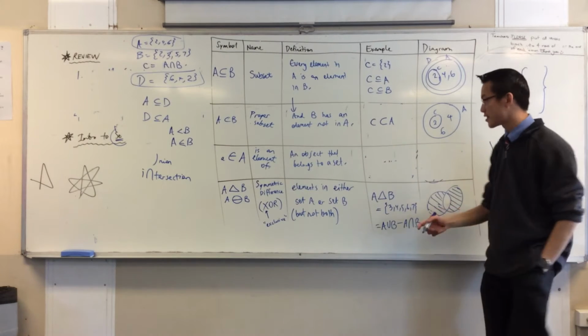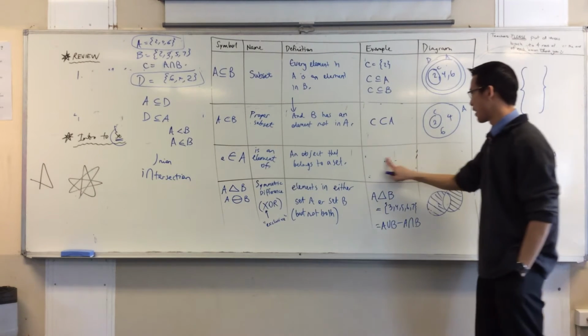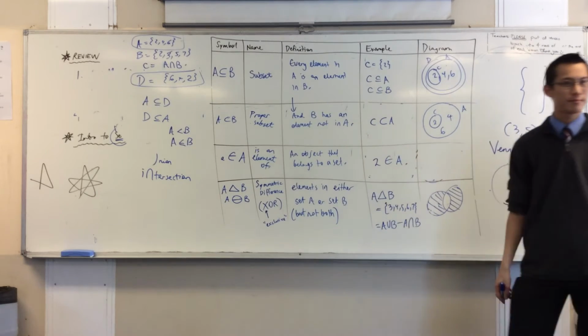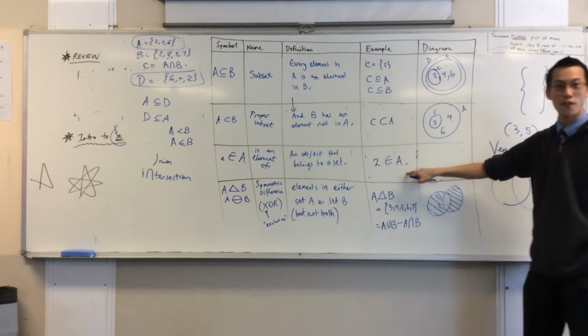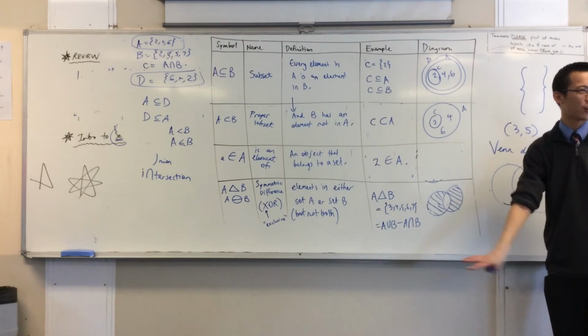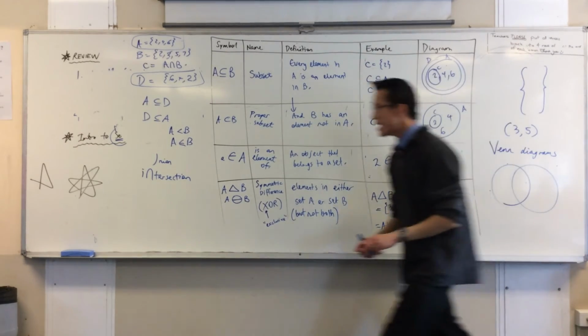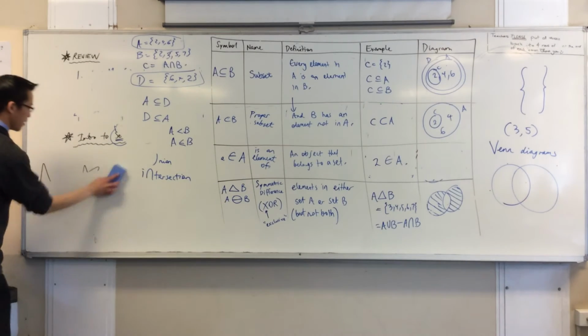Okay, so for instance, look at the numbers we've got already. I can say 2 is an element of A. Okay, 2 is an element of A. I'm not going to draw a new diagram for that, we've already got enough diagrams. Where you will see this most commonly is when we say things like this.